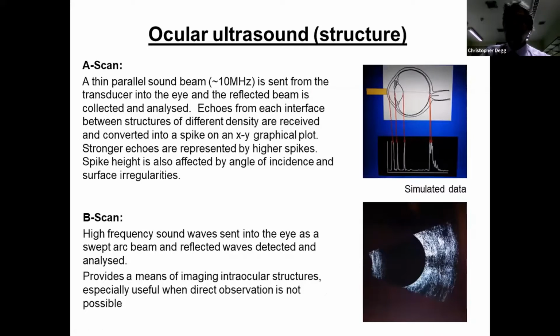We can use ultrasound to look at structures. So the A scan sends a pencil beam in, and it measures the distance between different structures within the eye. Or we can take the beam and sweep it and actually look at internal structure, to look at things like retinal detachments or foreign objects.